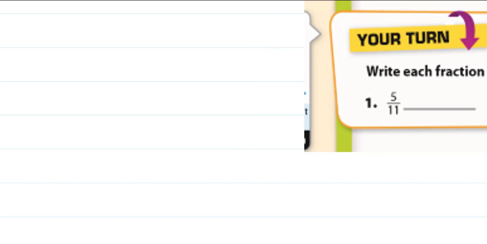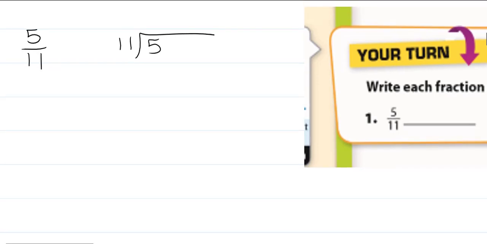So the first problem is 5/11, the first fraction. We're going to set up the long division with the 5 on the inside and the 11 on the outside. The numerator on the inside, denominator on the outside. Okay, so here we have 11 into 5 goes 0 times. So I have to add my decimal, and I will add a 0 here.